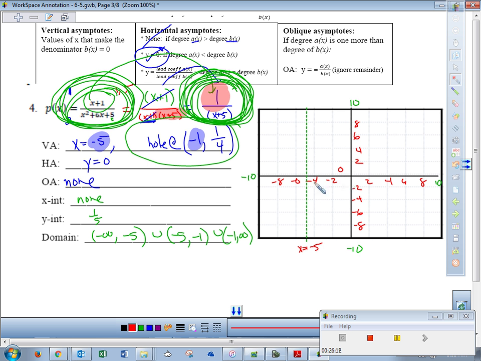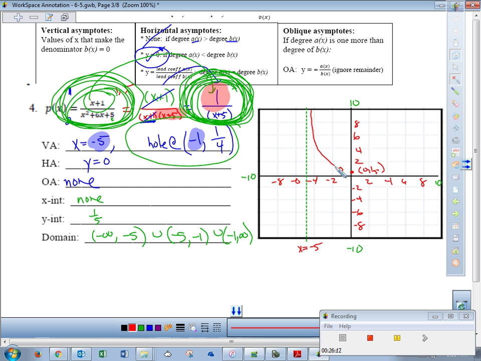Cool. Did we have any y-intercepts? 1/5. So that's at 0, 1/5, right here. Now I can complete this branch up here because I know it's going to approach that asymptote.